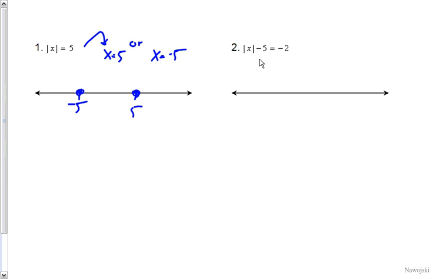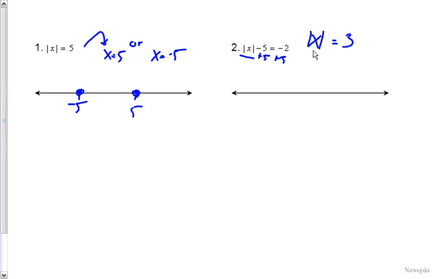All right. So this one, as you can see, we haven't had the absolute value by itself. It's got extra stuff on it. We have to get this alone. So you got to get rid of the minus 5. You add it to both sides to get the absolute value of x equals 3.